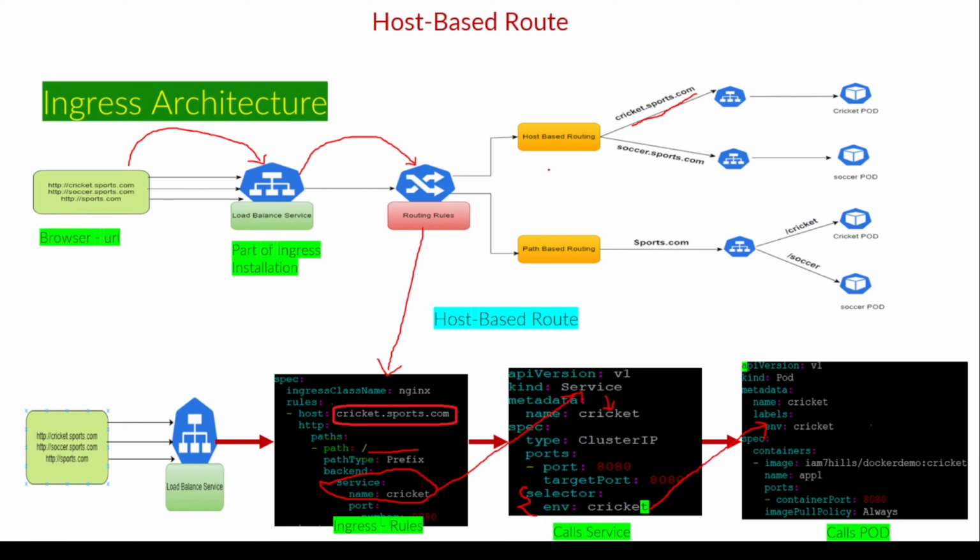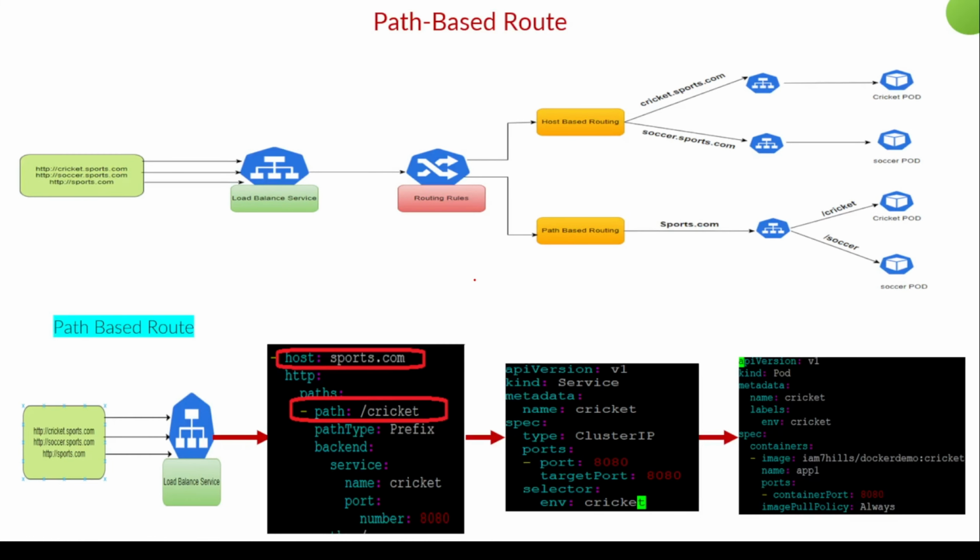So coming back to your architecture, for the host based route, here I'm not passing any path. That's why it's host based routing. If we are just hitting cricket.sports.com, it will go to the service name. This service is nothing but this is what it is. And then your service will call your pod. So this is your pod. I hope you understand the Ingress architecture and how that Ingress architecture works for the host based route. I'm going to do similar stuff for the path based route in my next slide.